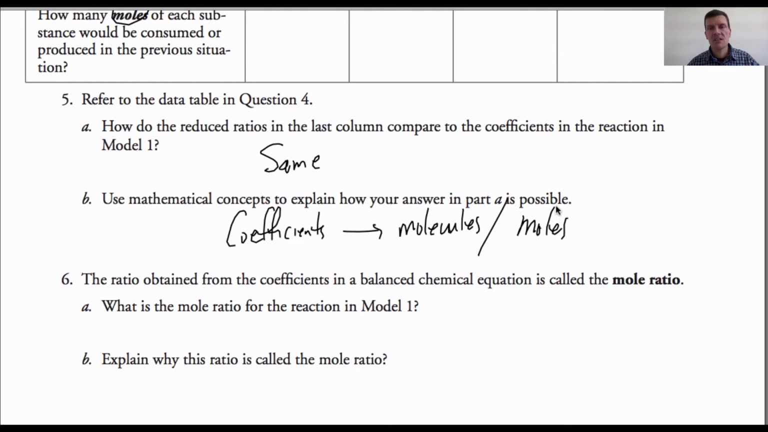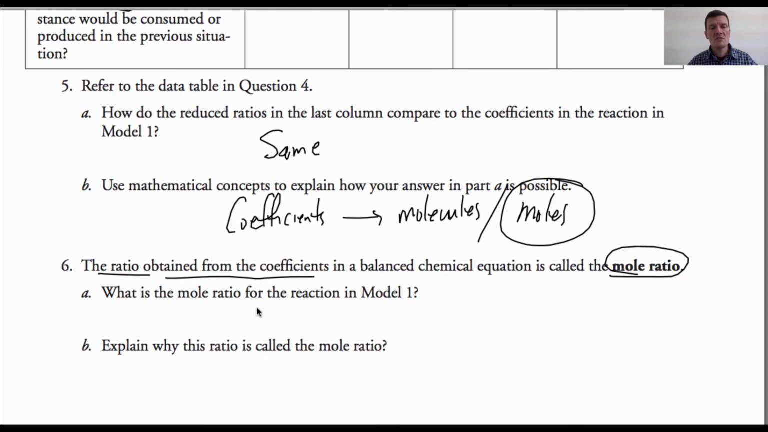I am going to start saying moles in reference to those coefficients. Those coefficients now to me are always going to mean how many moles are reacting, in what ratio, as far as molar ratios, the molecules are reacting in these equations, or these reactions. The ratio obtained from the coefficients in the balanced equation is called the mole ratio.